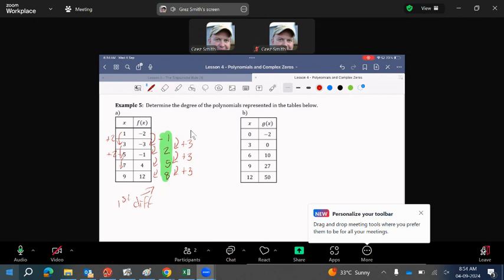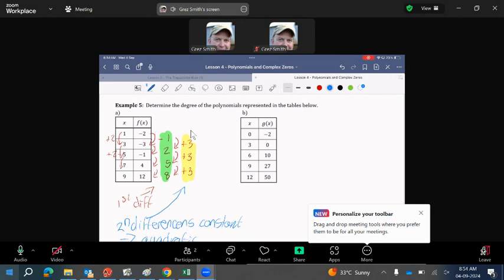If the first differences are constant, it's linear. These are the second differences. If the second differences are constant, this implies it is quadratic. And so on and so on.